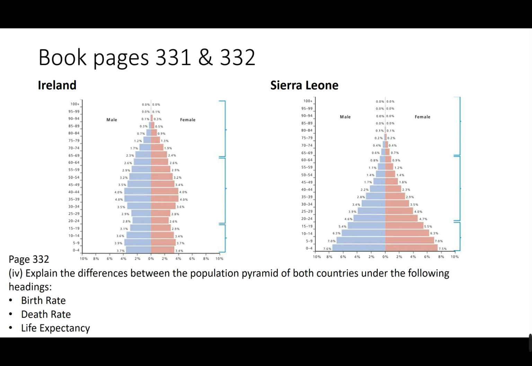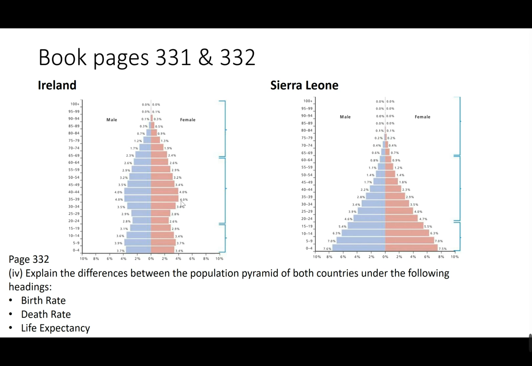Right, so explain the differences between the population pyramids of both countries under the following headings: birth rate, death rate, and life expectancy. So when you're answering this question, you use those as headings, and I'll have those as separate headings in the assignment. All right, how do you answer it? That's on the next page.